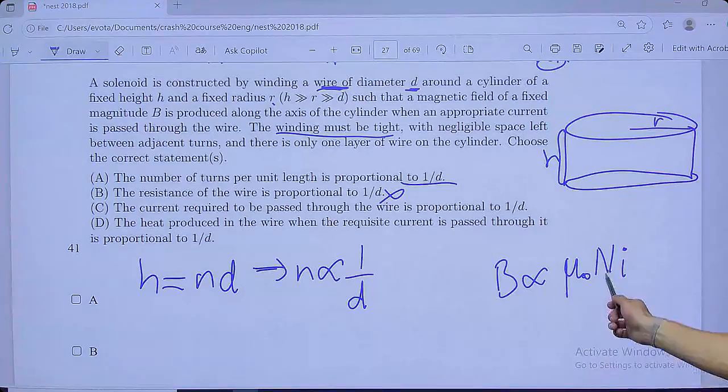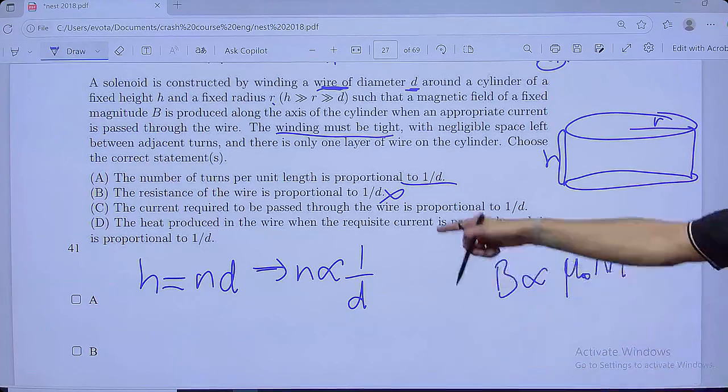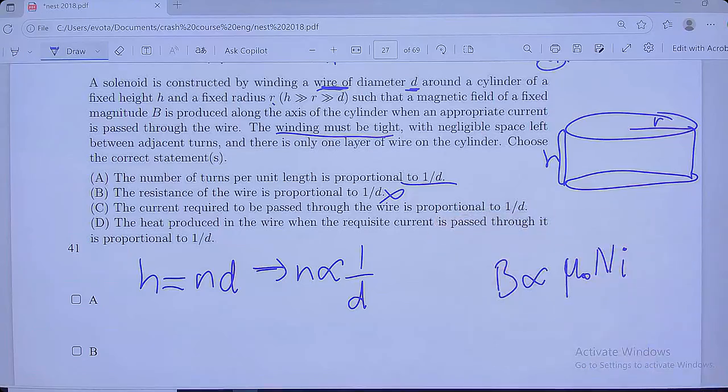We know the total number of turns per unit length should be proportional to 1 upon D. So current should technically be proportional to D, not proportional to 1 upon D. Option C is also wrong. Heat produced is proportional to 1 upon D.